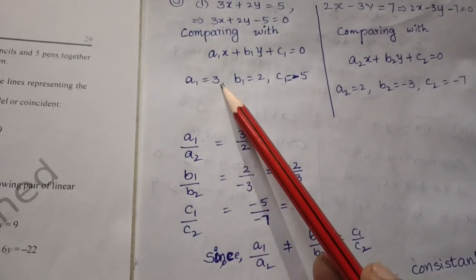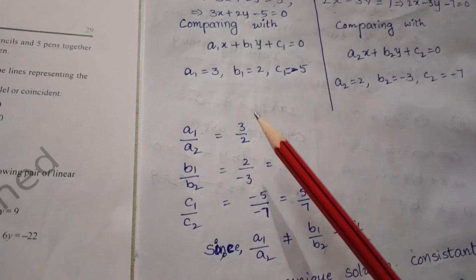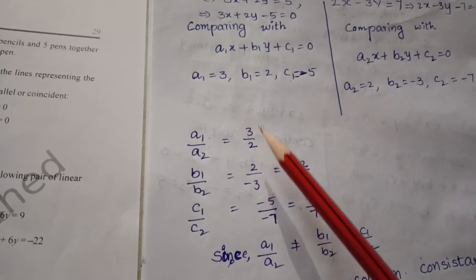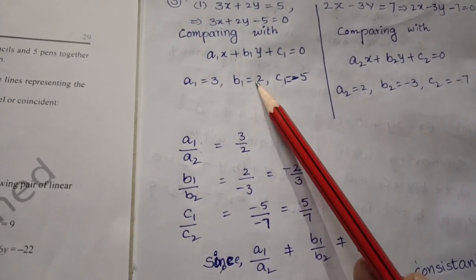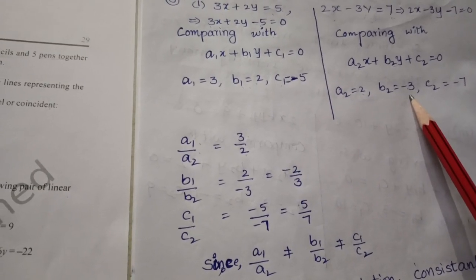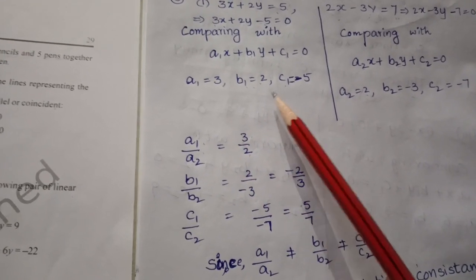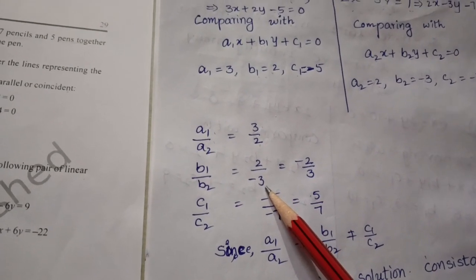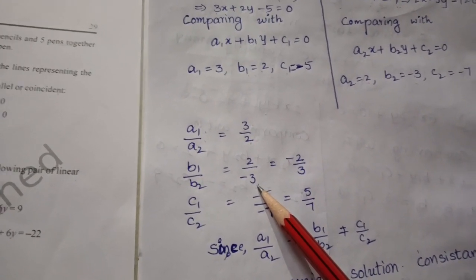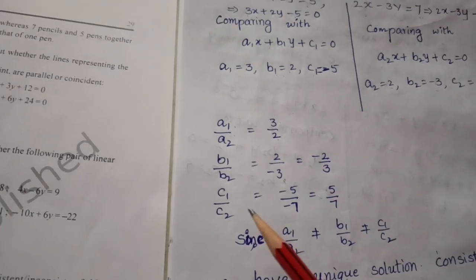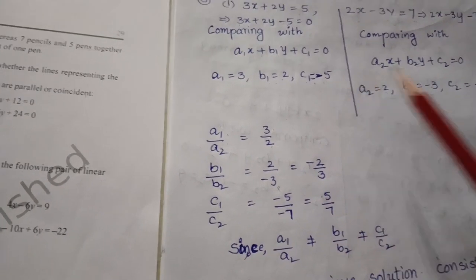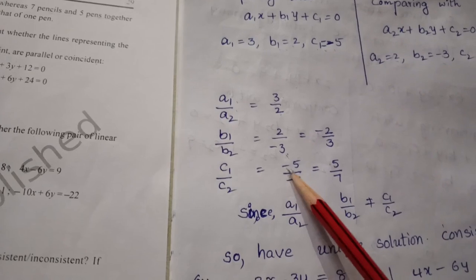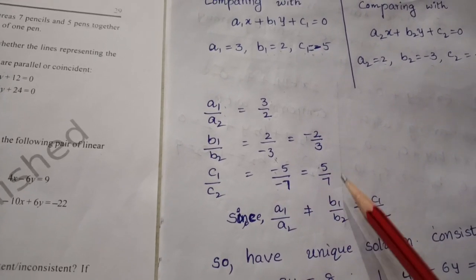A1/A2. A1 is 3, A2 is 2. So A1/A2 is 3/2. Next, B1/B2. B1 is 2, B2 is -3. So B1/B2 is 2/-3. మైనస్ ఎప్పుడు కూడా న్యూమరేటర్లో ఉంచాలి. సో -2/3. సో నెక్స్ట్ C1/C2. C1 -5, C2 -7. Minus cancel 5/7.